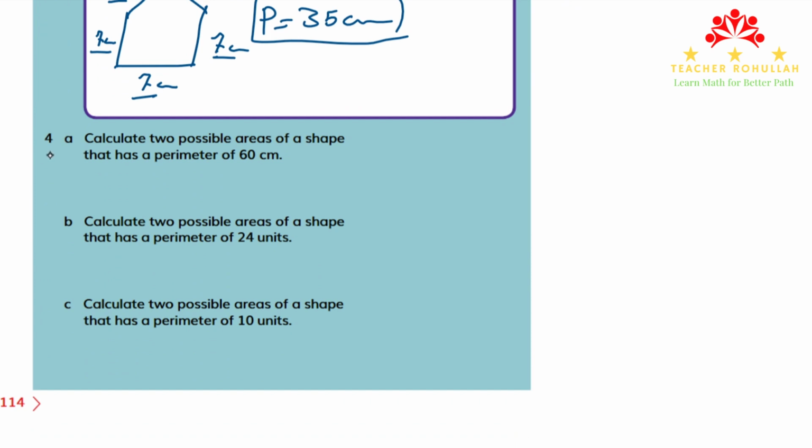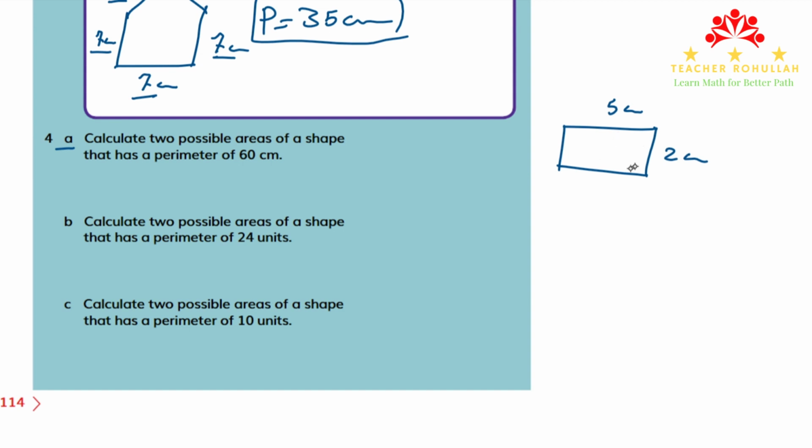In question number 4, we have 3 parts, part A, B, and C. In part A, it says, calculate 2 possible areas of a shape that has a perimeter of 60 centimeters. What is area? Area is the amount of space that a shape covers. For example, suppose this is a rectangle. This rectangle has a length of 5 centimeters and a width of 2 centimeters.